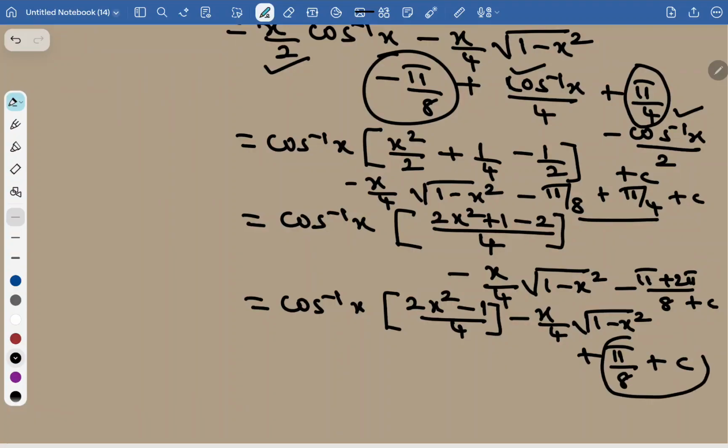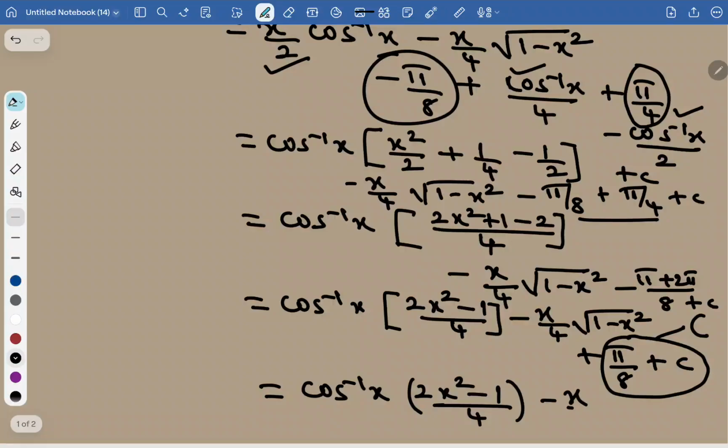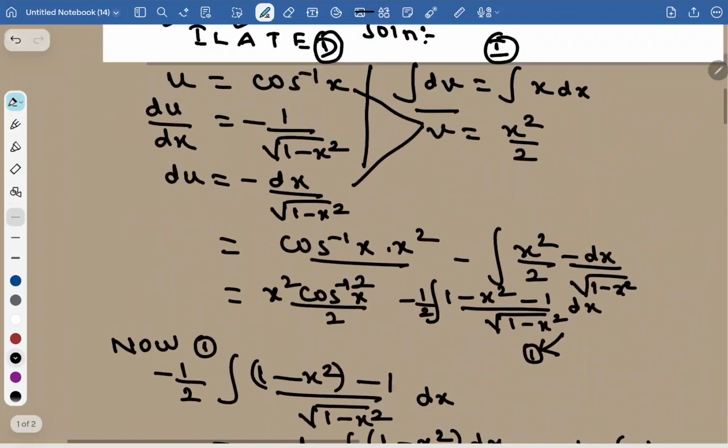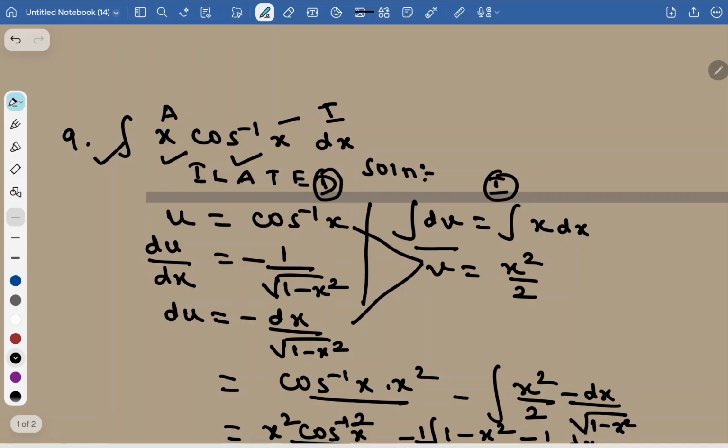These two are constant, therefore take it as some capital C. Therefore the answer is cos inverse of x into 2x square minus 1 by 4 minus x by 4 root of 1 minus x square plus c. This is the answer for problem number 9.